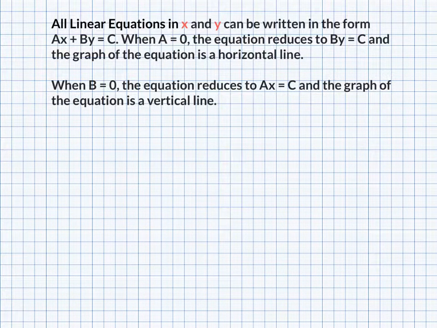All linear equations in x and y, where you have the x and y, can be written in the form ax plus by equals c. When a equals 0, the equation reduces to by equals c, and the graph of the equation is a horizontal line. When b equals 0, the equation reduces to ax equals c, and the graph of the equation is a vertical line. So I'll walk you through this.